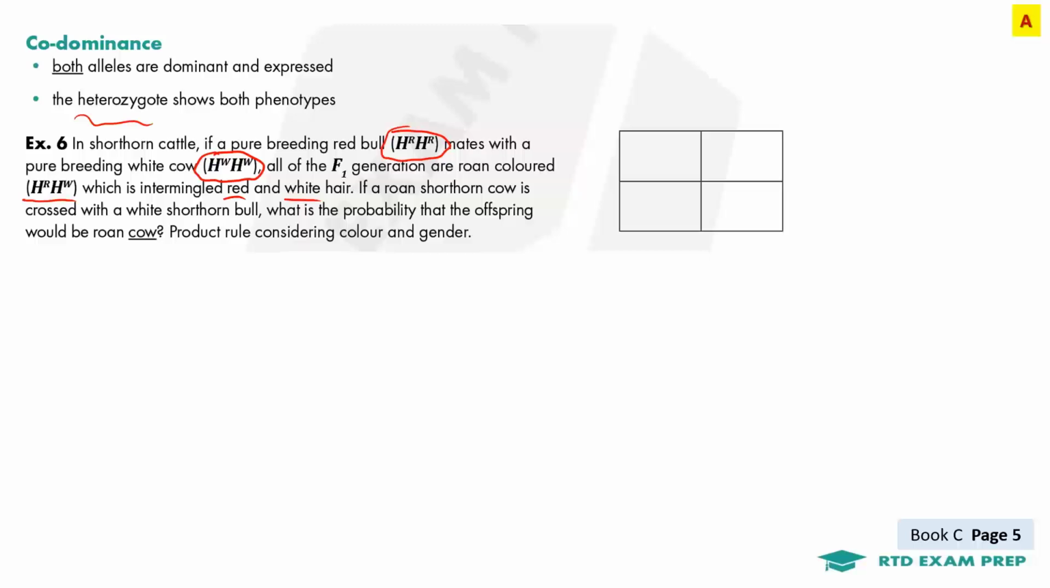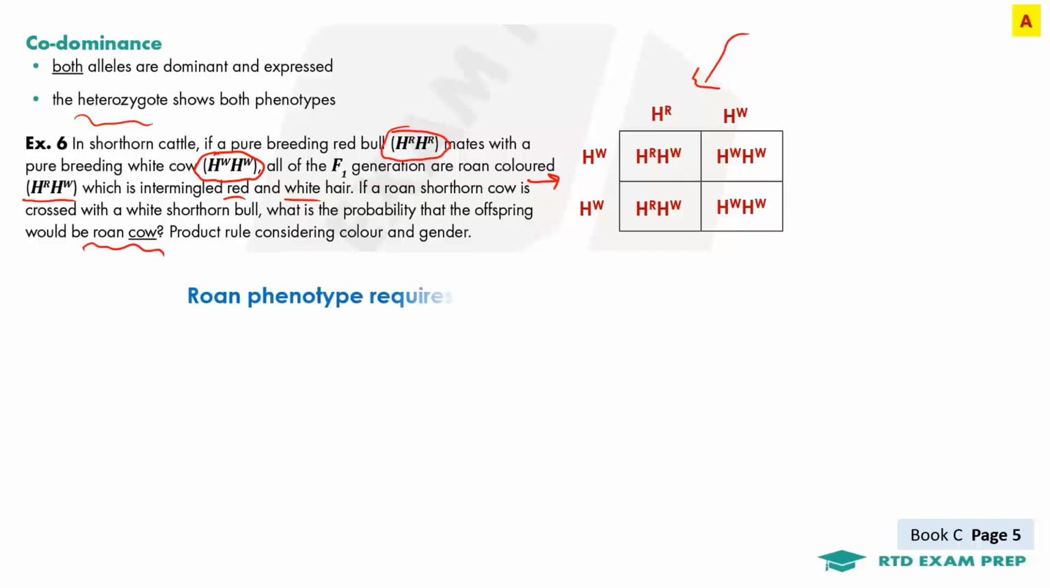Now it's looking like they're going to talk about gender. If a roan shorthorn cow is crossed with a white shorthorn bull, what is the probability that the offspring will be a roan cow? Remember your product rule. So let's set it up. Here I see our roan cow, and here's our white bull. When we do our cross, there's roan, white, and we're searching for the probability that we'll have a roan cow.